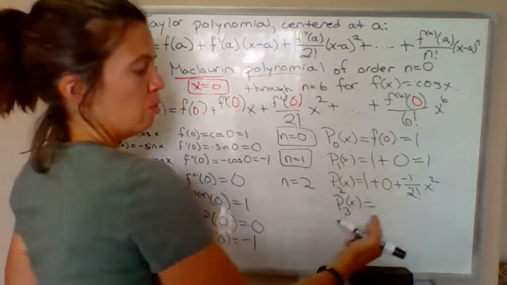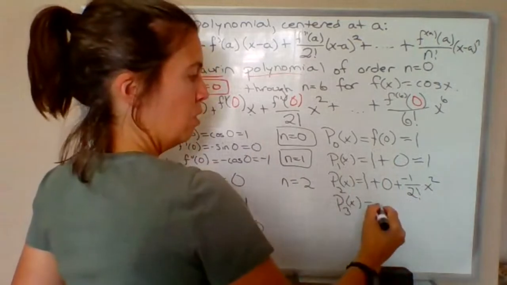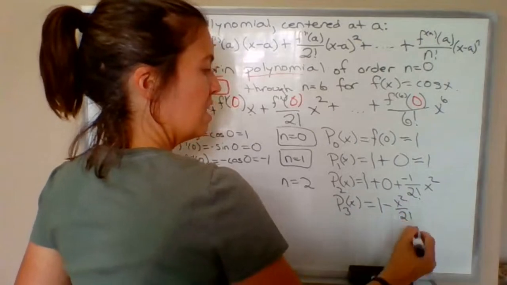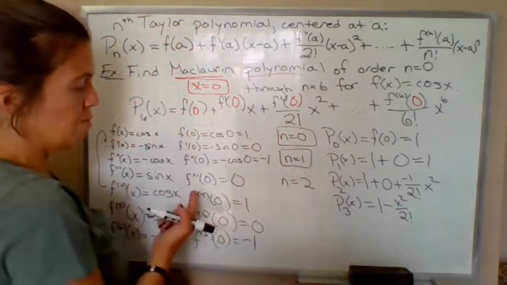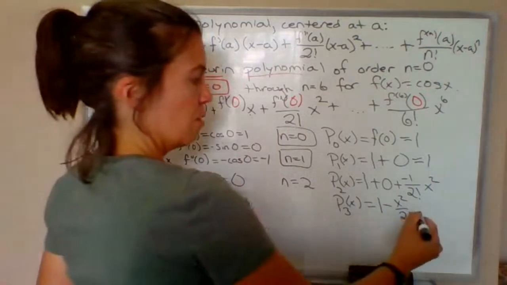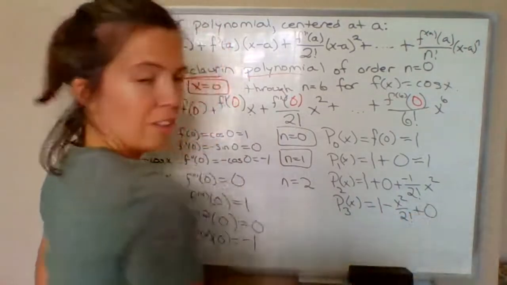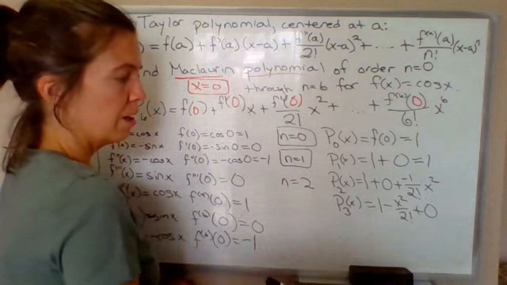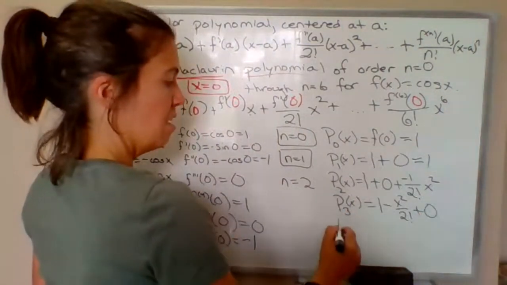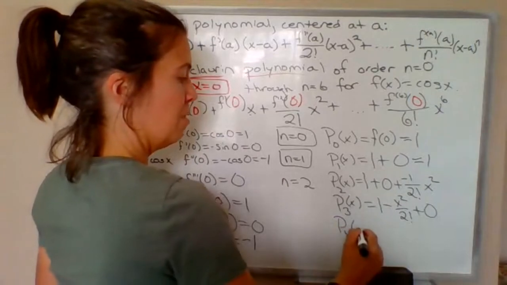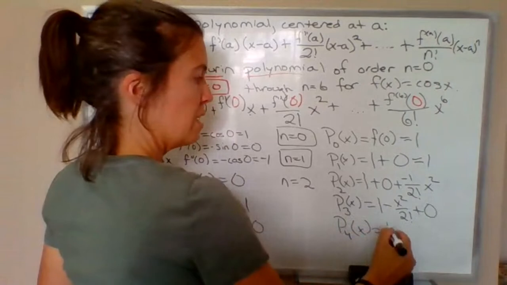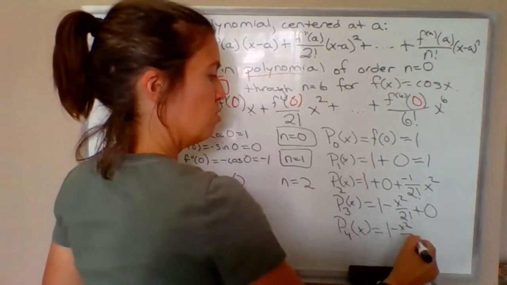So at this point, maybe you notice we could take P2, which is the 1 minus x squared over 2 factorial, and just add on the n equals 3 term. Well, the third derivative, f triple prime, is going to be 0, so times whatever else, it doesn't matter. It's going to be 0 for that product. So P3 is actually equal to P2 in this case.